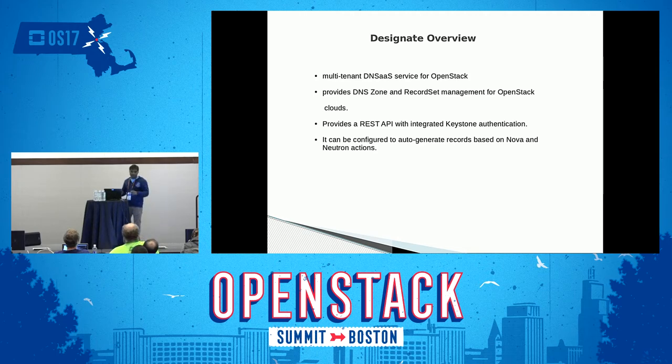Next, we are going to plan a disaster recovery in Designate, so let's go through the Designate overview. Designate is a multi-tenant DNS as a service for OpenStack. It provides DNS service in your OpenStack cloud. It provides a REST API by which you can easily manage zones and record sets in the OpenStack cloud. Its REST API is integrated with Keystone for authentication, and it can be integrated with Nova and Neutron for auto-generation of records.